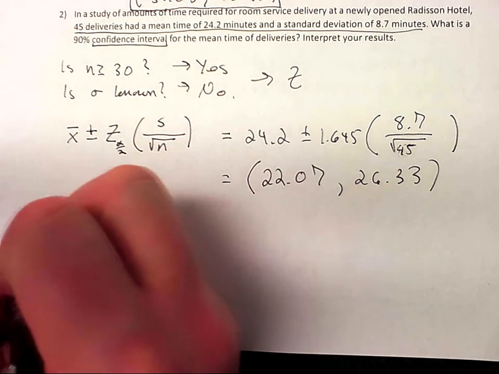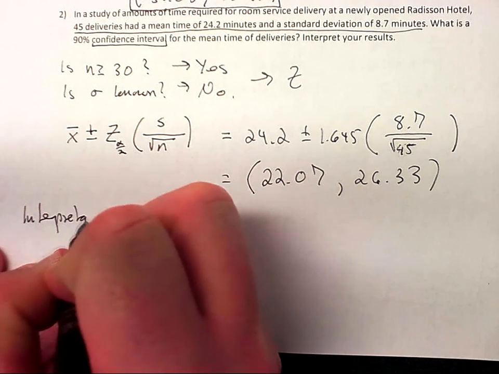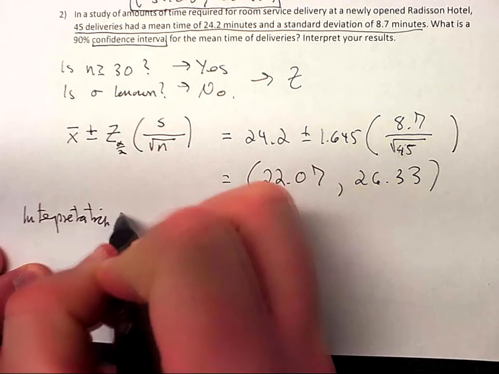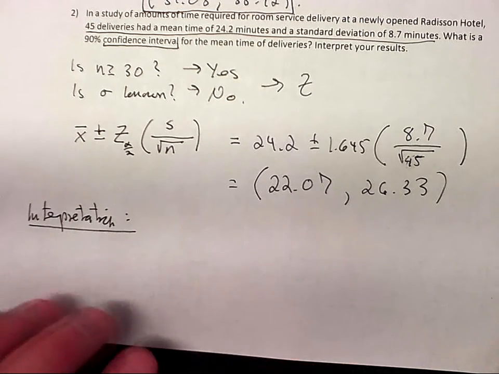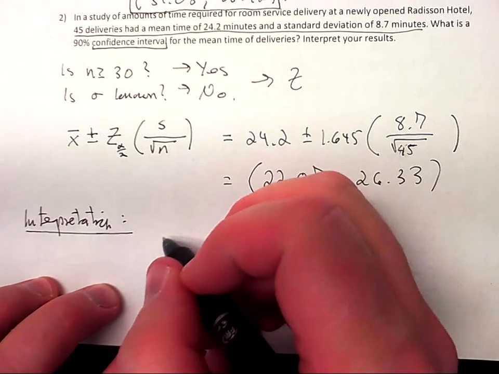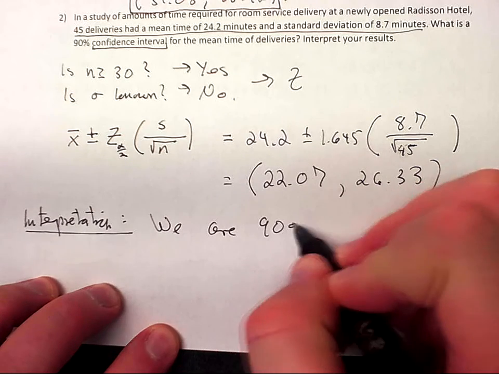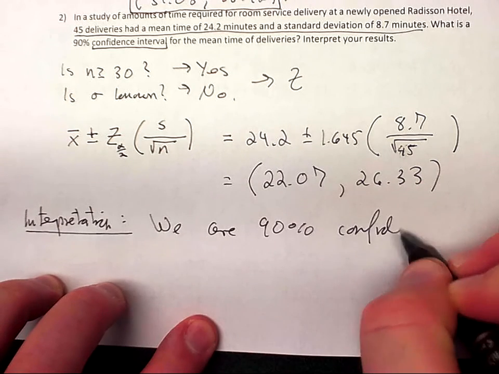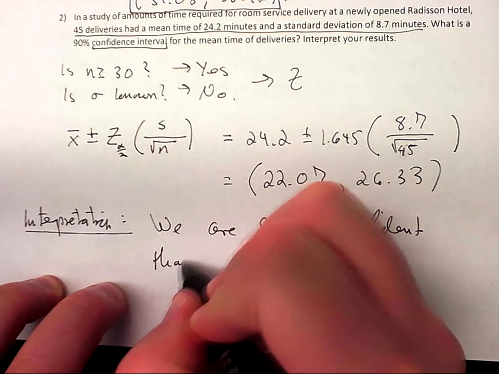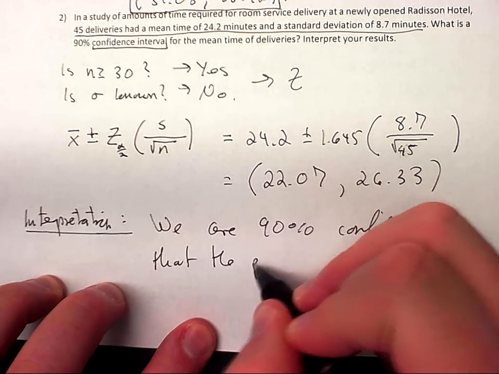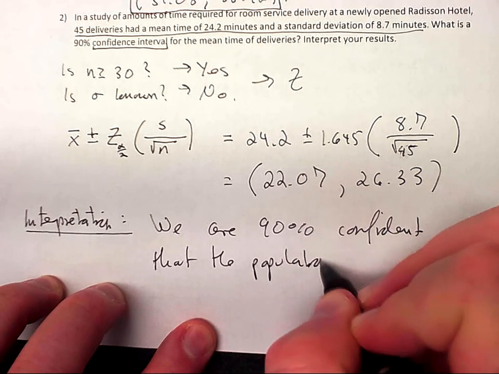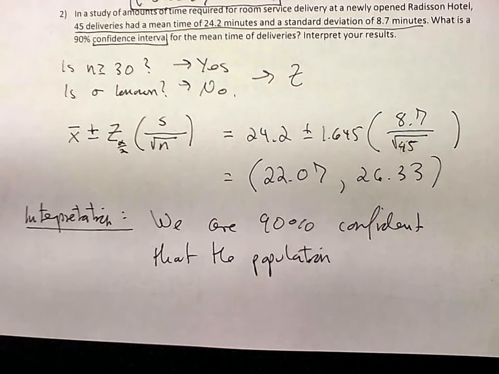Everybody good with this? Then the last thing that we just need is our interpretation. What does our interpretation say? Your 90% confidence... population. So instead of population, you would just put mean... sample. Great question. That's why I asked you guys to dictate to me.